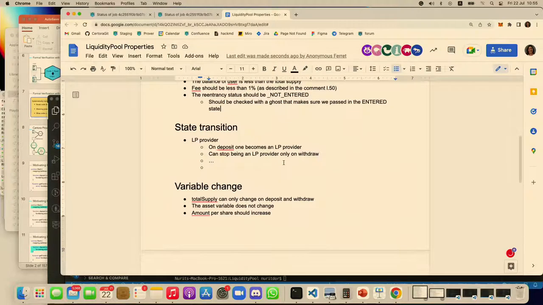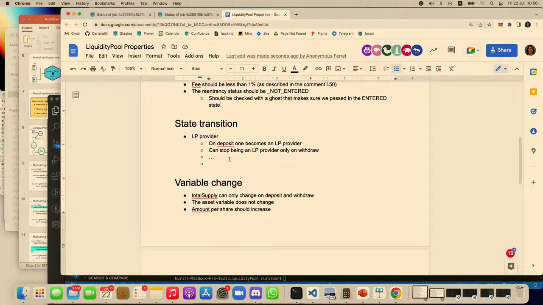State transition. So we have an LP provider, right? One becomes an LP provider on deposit. He should only stop being an LP provider when he withdraws. So this, for example, makes sure that on flash loan, no one can become a LP provider. It also checks that by doing a flash loan, no one else stops being an LP provider. And there is more to check here, right?